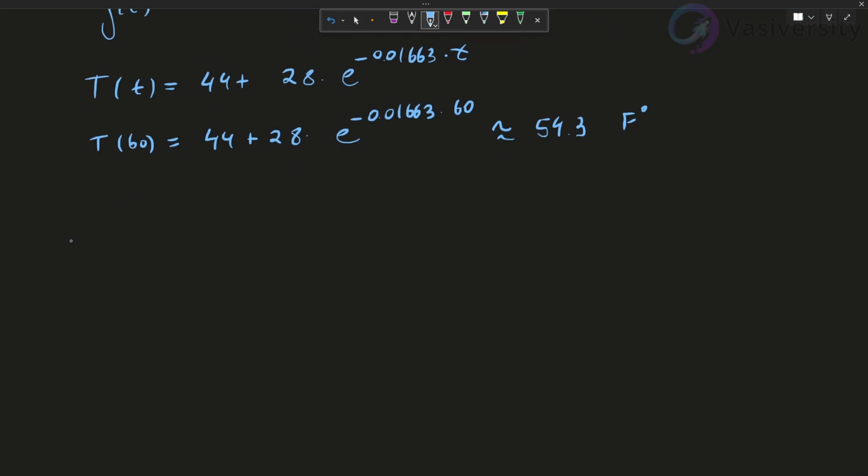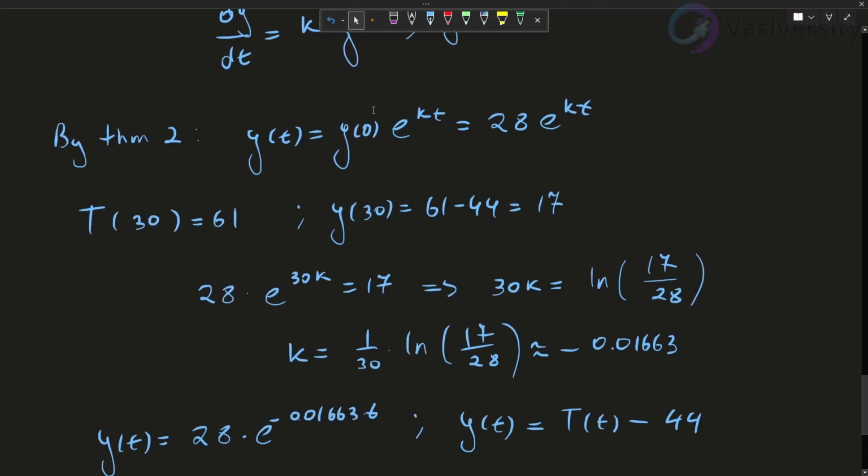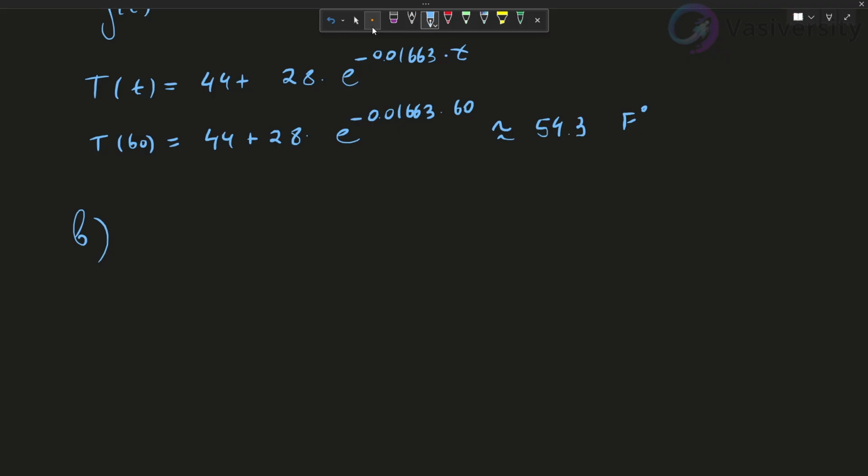And then part B is asking, how long does it take for the soda pop to cool to 50 Fahrenheit? In our case, we already reached 54, so we definitely need more than an hour, right? So let's compute an exact number. We know that the temperature is equal to 50. So that implies that 44 plus 28 times e to the negative 0.01663 times time is equal to 50.